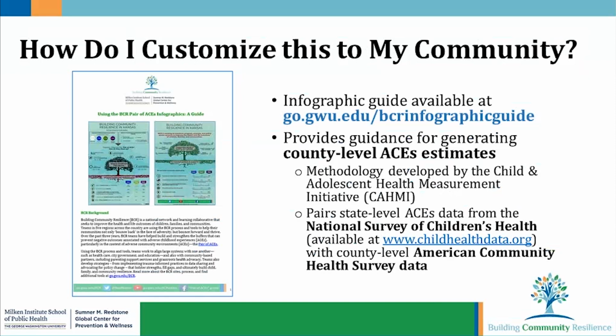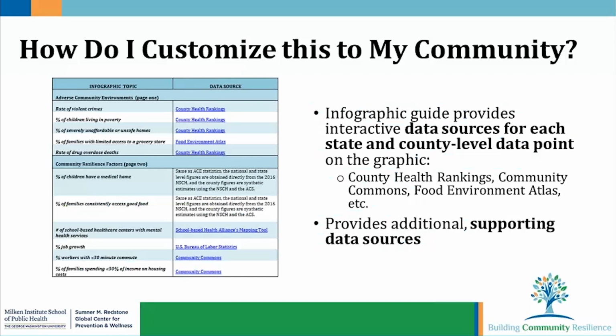This methodology was developed by the Child and Adolescent Health Measurement Initiative, or CAHMI, and pairs state-level ACEs data from the National Survey of Children's Health, which can be found at childhealthdata.org in an interactive data query, with American Community Survey data, which can be found right on the Census's website. For the remainder of the data on side 1 and 2 of the infographic, we've linked you to various interactive data sources, which allow you to pull state and county level data points right on websites such as County Health Rankings, Community Commons, the Food Environment Atlas, etc.